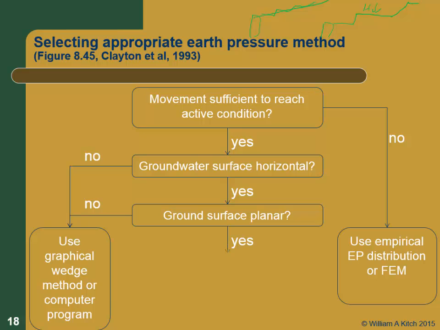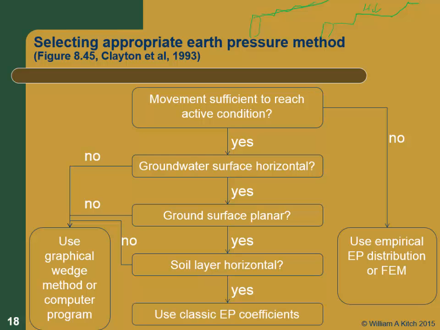If the answer is yes, then are your soil layers horizontal? If the answer is no, you're going to have to go back to using a computer program. If the answer is yes, then you can use your classical earth pressure theories. And we already talked about layered systems, even though that's not really the way it works.